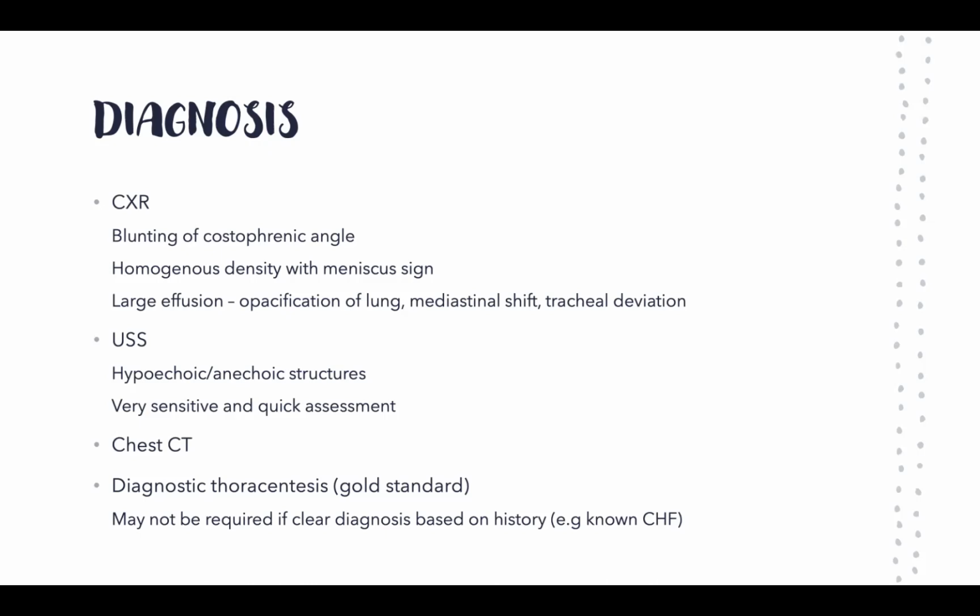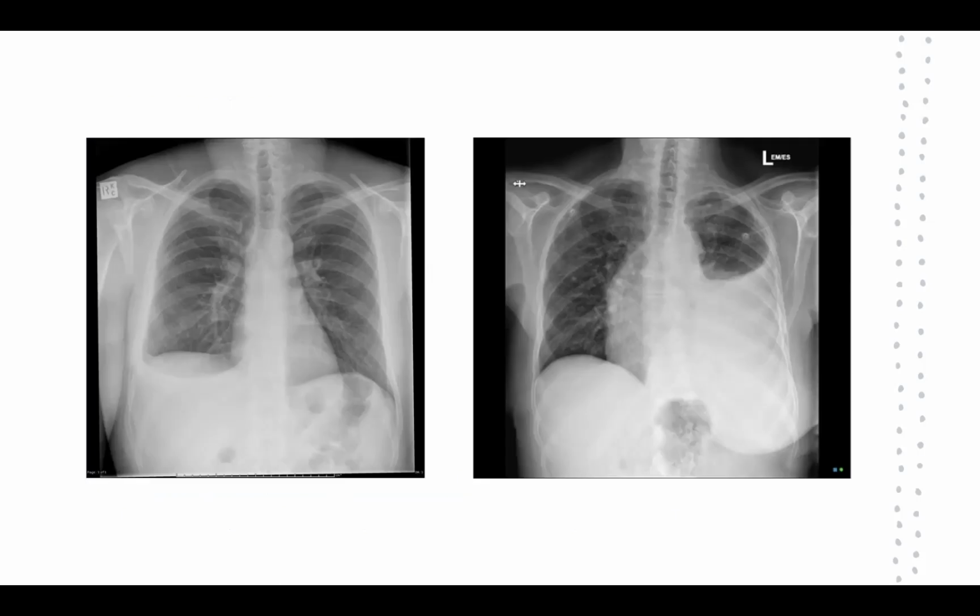So it's all based on our clinical history. So here are our chest x-rays. Both of them actually have pleural effusions, but on the one on the right, can you see that there's a blunting of the costophrenic angle? And see how sharp this one is? Meanwhile, this one is quite blunted.